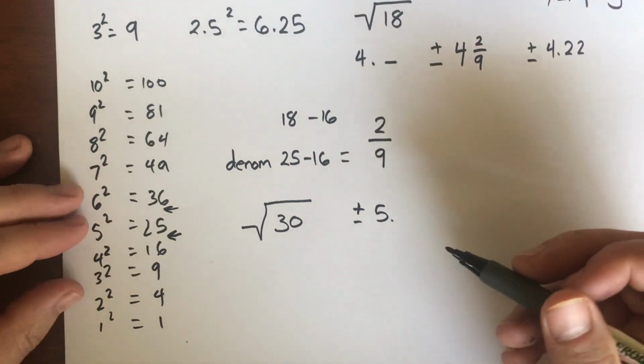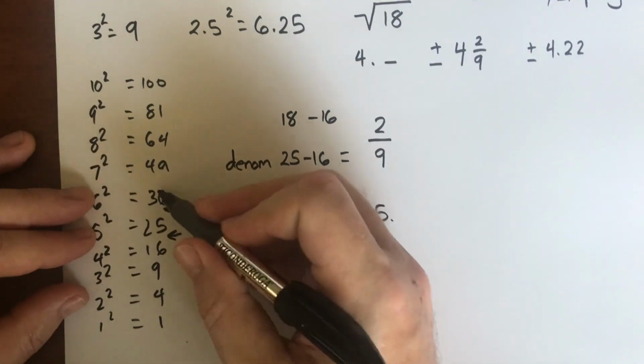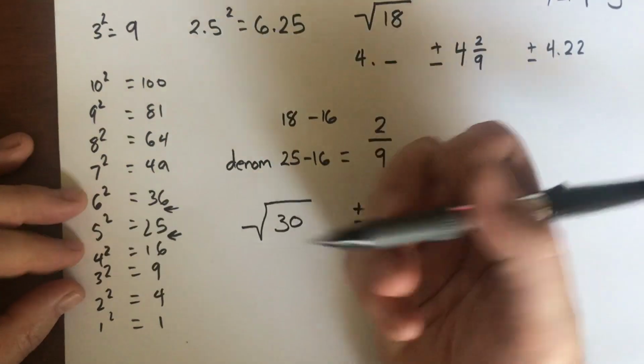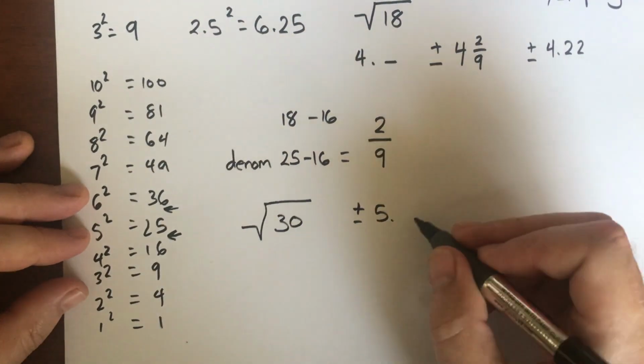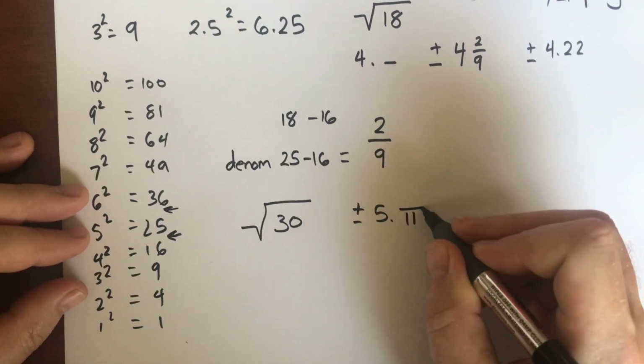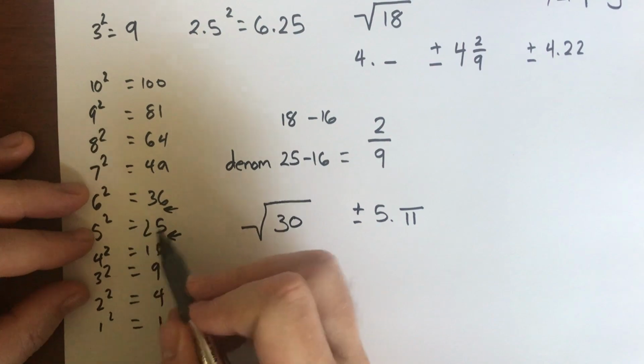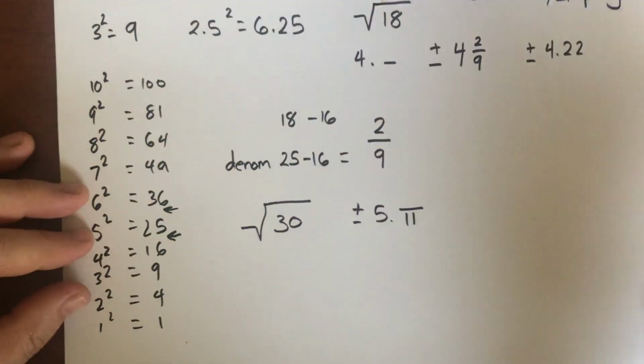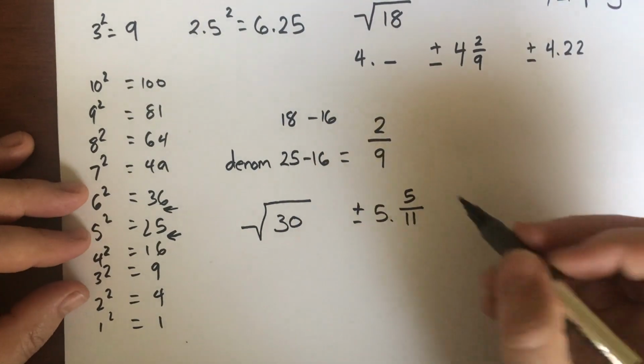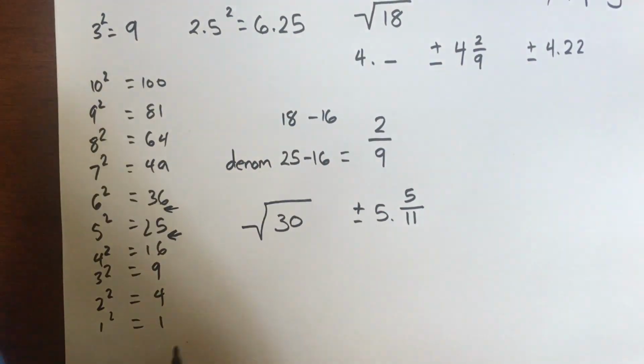Now let's look at the fraction, okay? The difference between 36 and 25 is the same as the sum of 5 and 6. So the denominator for this is going to be 11. Now we're looking at 30 and that lower perfect square. 30 minus 25 is what? 5. So 5 and 5/11.